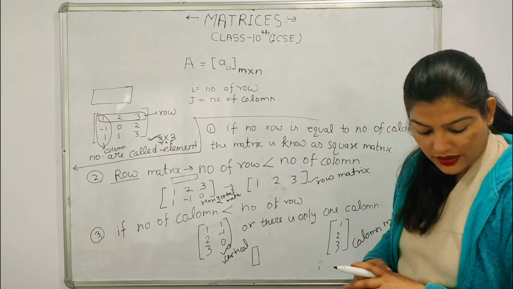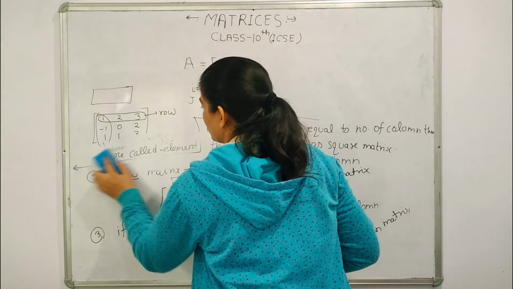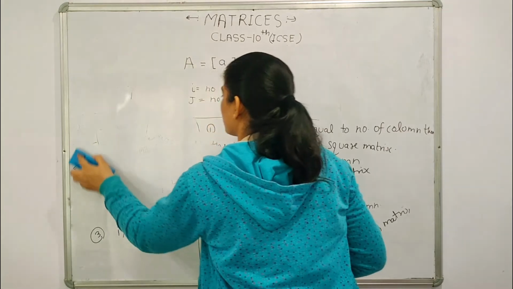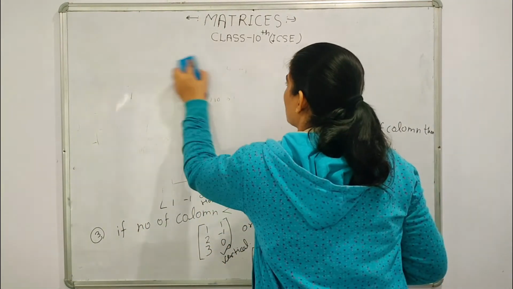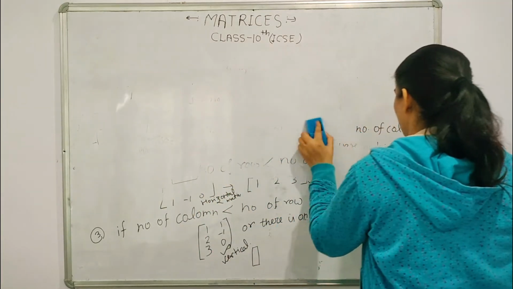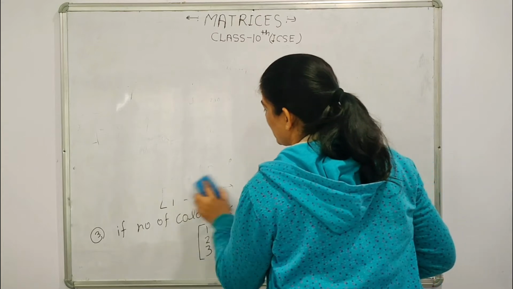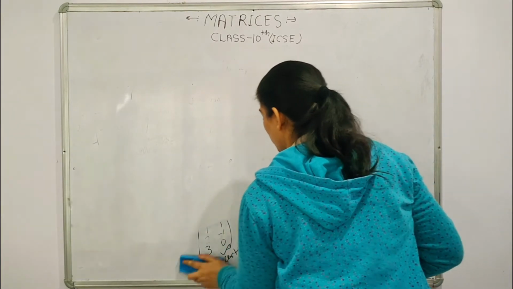After this, what is a zero matrix? If each element of the matrix is 0, then the matrix is known as a zero matrix.